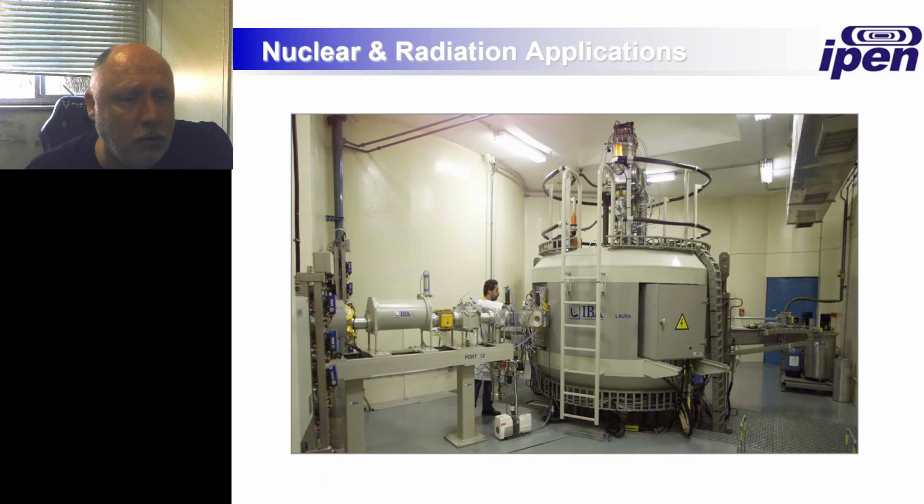And this is a photo of the small cyclotron, the one that was used essentially to produce fluorine-18. And this guy here, he's retired by now. His name was Valdir. He's a very nice guy, by the way.